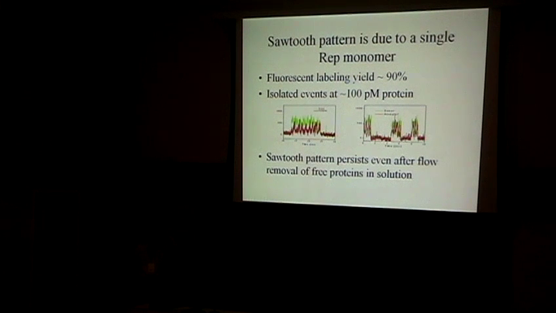So we think that the pattern is from a single protein. First of all, our labeling yield is nearly 100%, about 90%. So when you see a single fluorescent molecule, then you know that you have a single protein. And when you see two proteins binding, you can also see a two-step photobleaching increase in fluorescence. We're also doing the measurement at very low protein concentration, at 100 picomolar. So in our data, we actually see these isolated bursts.